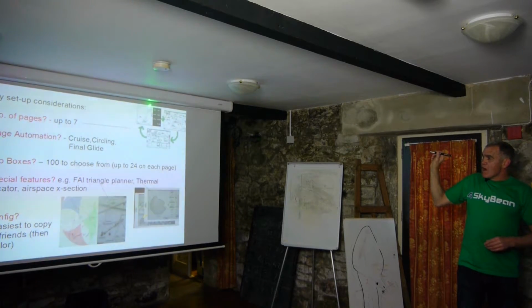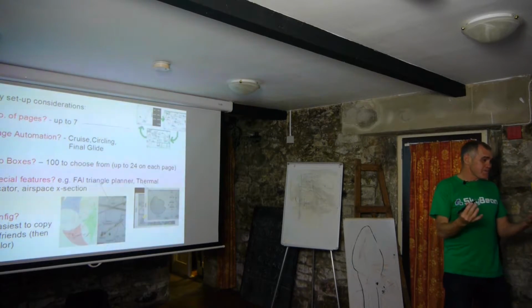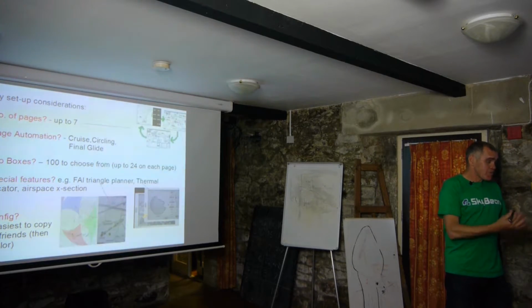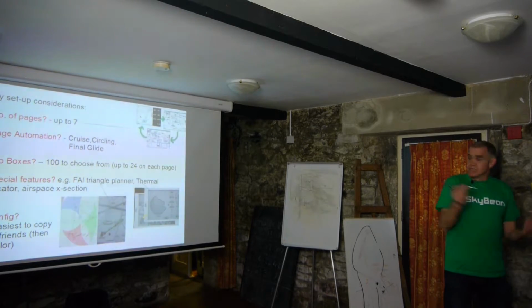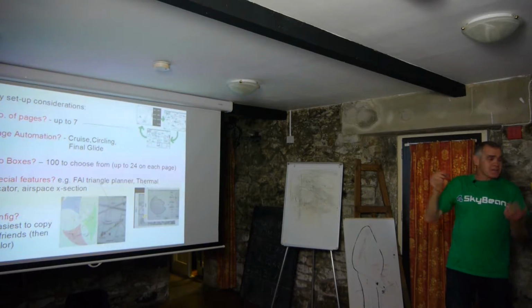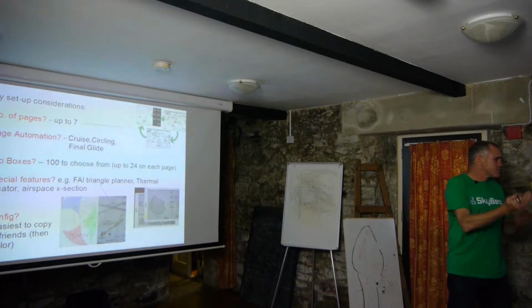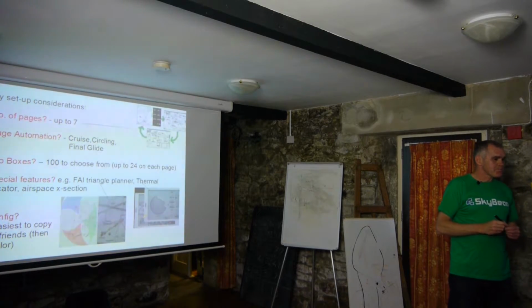I fly with 2 units, and last year I started off having 2 separate sets of information. Even having 16 info boxes, it was quite hard work, and I've now cut down my 2 units so they are actually identical. I've just got different pages and different views showing.